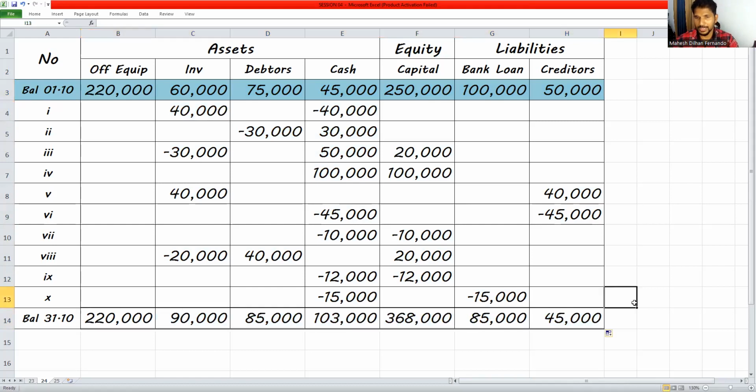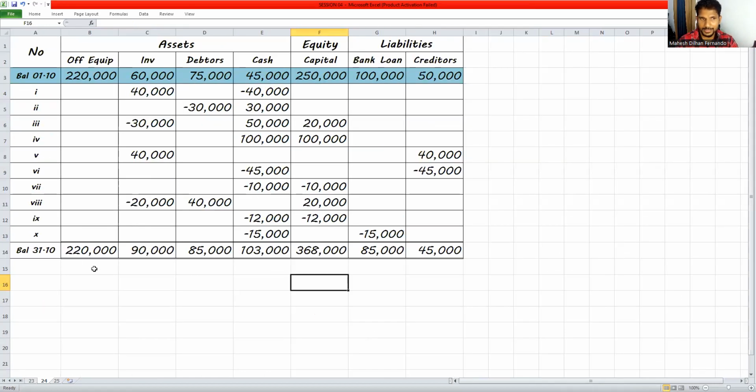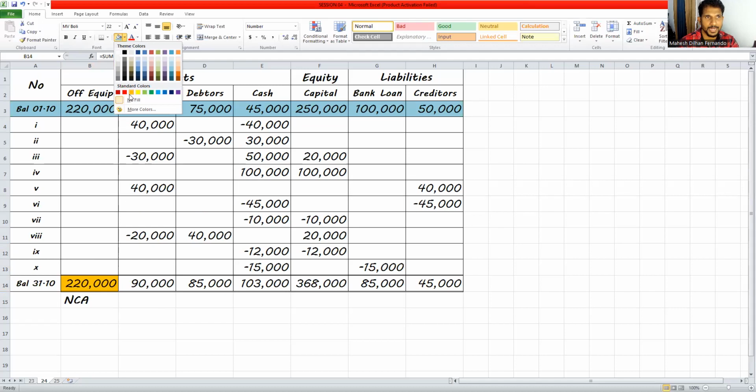Right. Let's check the answers. Closing assets, 498,000. Equity and liabilities, 498,000. Right. Now let's get the answer. Non-current assets. We have only one non-current asset. Right? That is 220. Complete your answers.